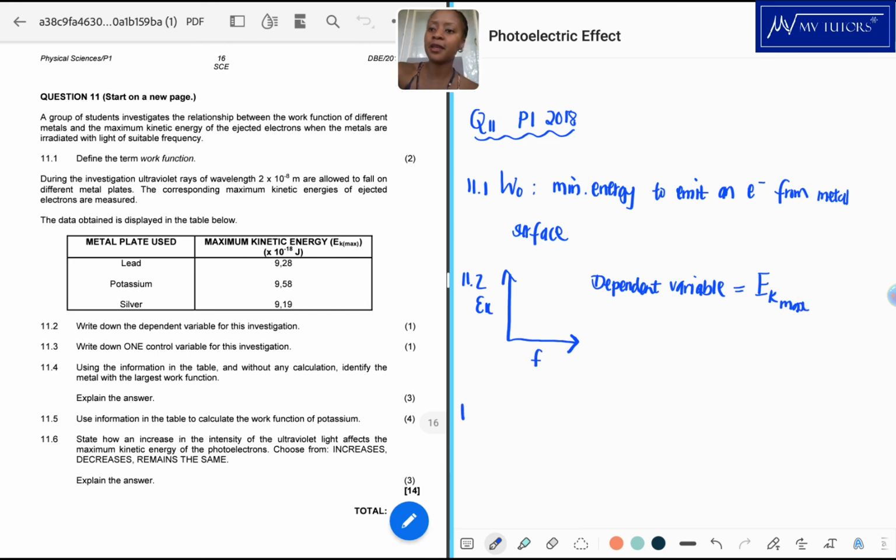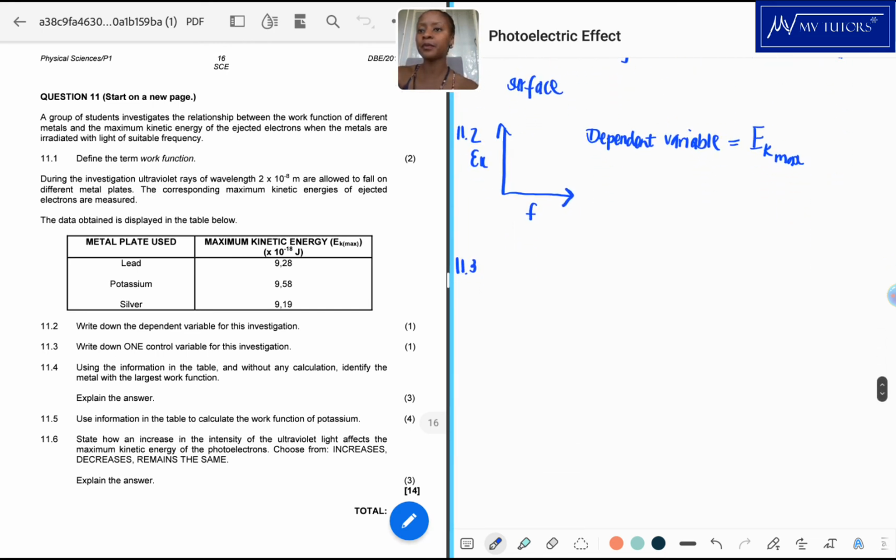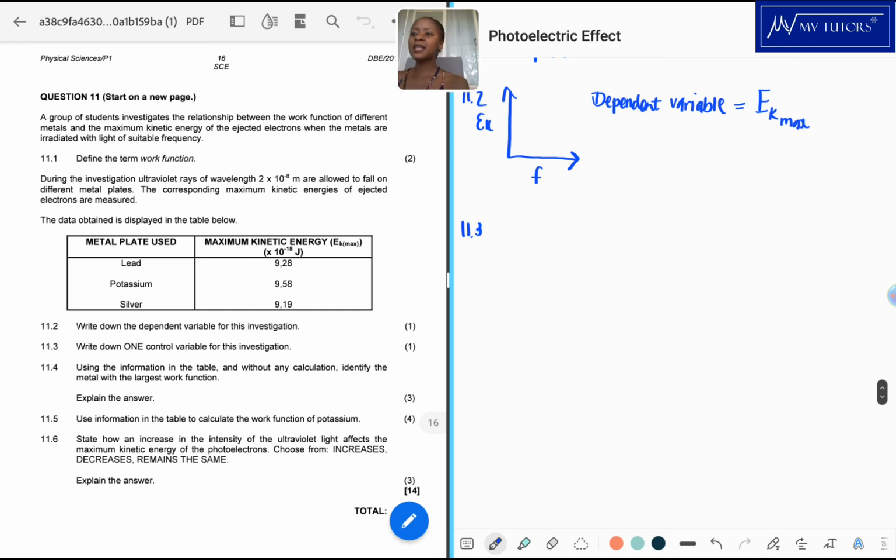All right, and then 11.3, write down one control variable for this investigation. So in this case, the control variable or the independent variable, I would say it's actually frequency. Okay, and since frequency actually relates to wavelength, you could also say wavelength. But remember, they are inversely proportional.